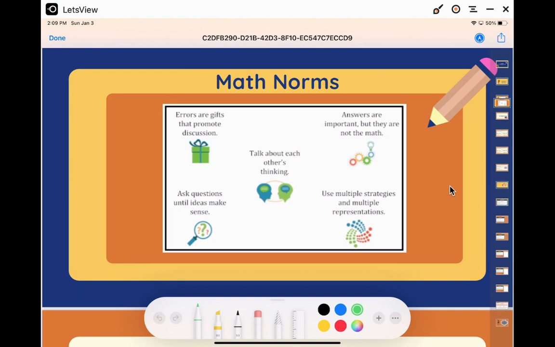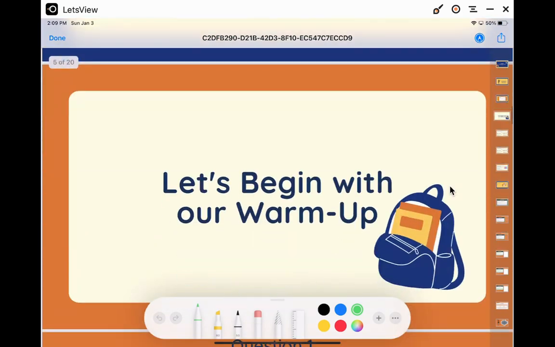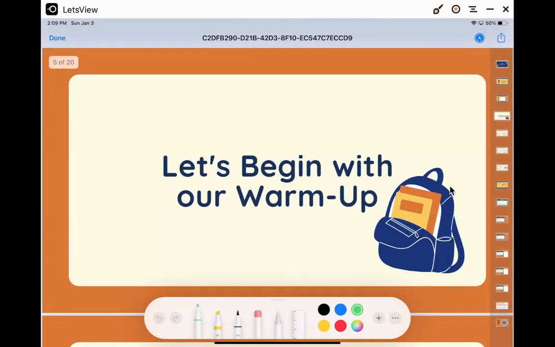The answers are important, but they are not the math, and I definitely want to stress that one today. When we're working on a performance task, there's going to be a lot of different things to think about, and the things that you think through are so much more important than getting the final answer. And then use multiple strategies and multiple representations, which we've talked a lot about this week. Let's begin with our warm-up.